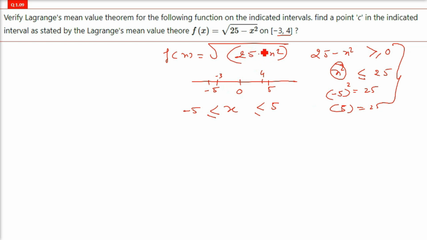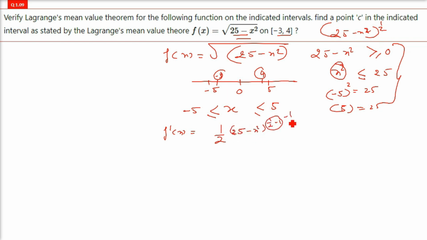So you can just go ahead, because we don't want any value in the domain which is undefined, which is not prohibiting us from proceeding to the solution or application of Lagrange's mean value theorem. So this 25 minus x square, first of all, its continuity and differentiability in minus 3 and 4 has been established. Let us take f dash x now, differentiation of 25 minus x square to the power half. So half, 25 minus x square to the power half minus 1.